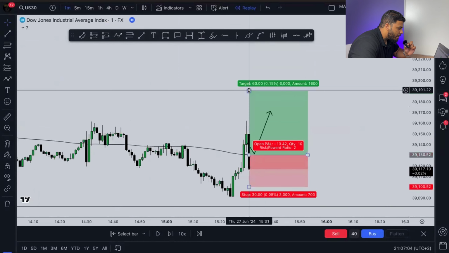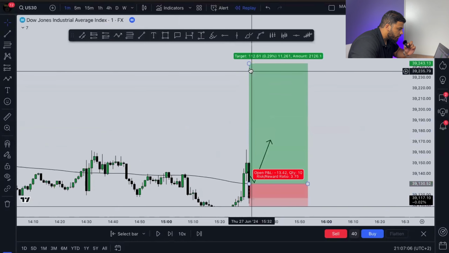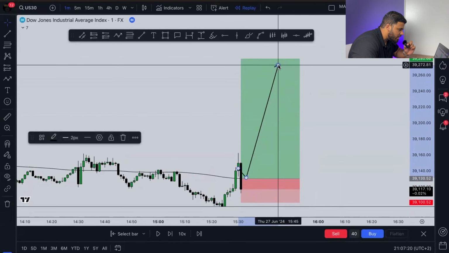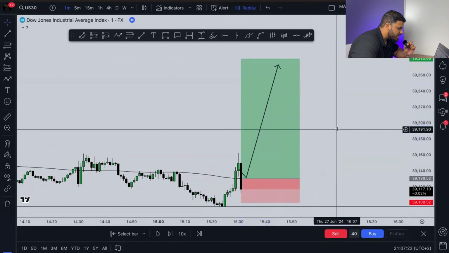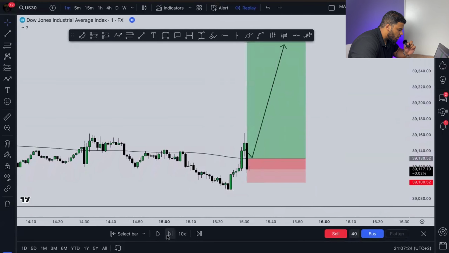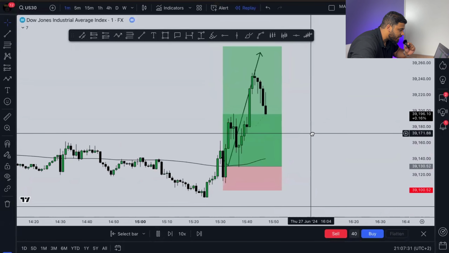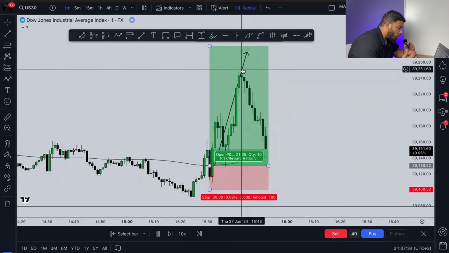Now what I did is I made it all the way to 1:5, and my take profit was all the way up till here where it says 3,928.66. And watch what happened. As you can see, market went crazy high, and at this point I was at $4,000.